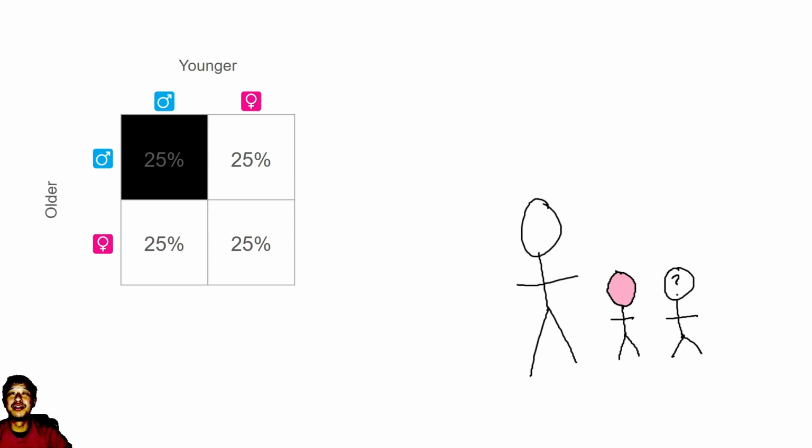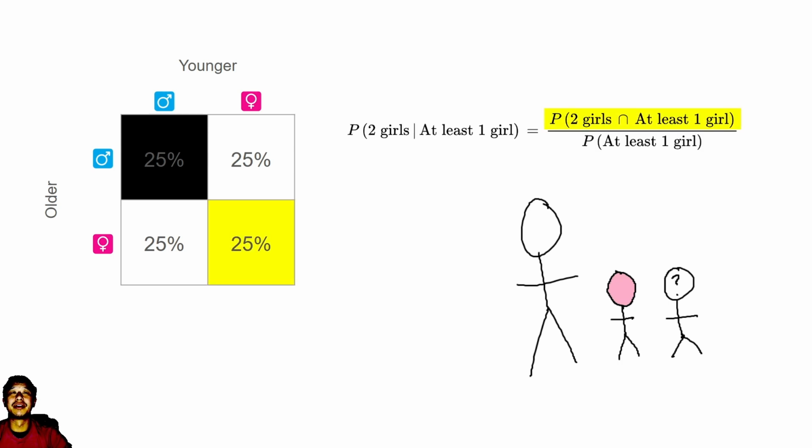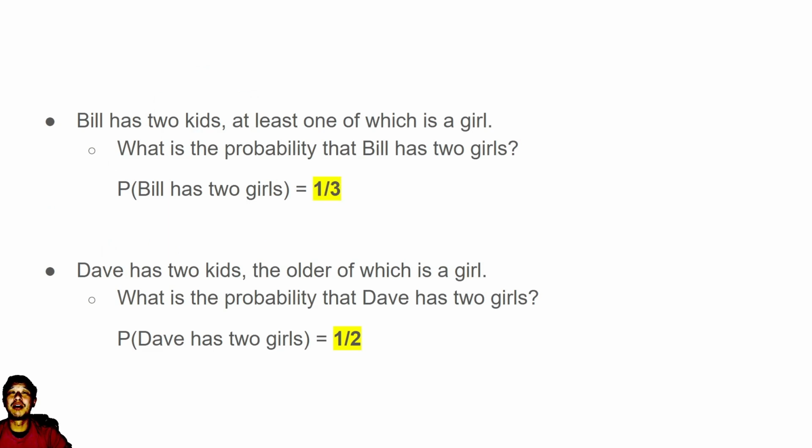The probability of having two girls, given that at least one is a girl, is the probability of having two girls and at least one girl, which is kind of redundant, but whatever, divided by the probability of having at least one girl. So from the visual, you can see that this is actually 25% divided by 75%, or 1/3. So if Bill has two kids, at least one of which is a girl, the probability of him having two girls is actually only 1/3.